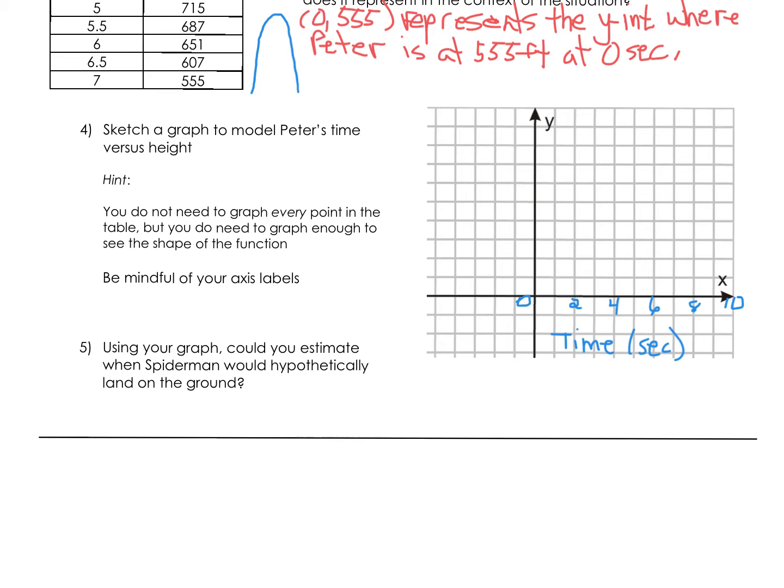So we've got 1, 2, 3, 4, 5, 6, 7, 8, 9. Let's just go by hundreds. So again, I will label every other one. So this is going to be 200, and this will be 400, and then 600, and then 800. And of course, this is going to be our height.